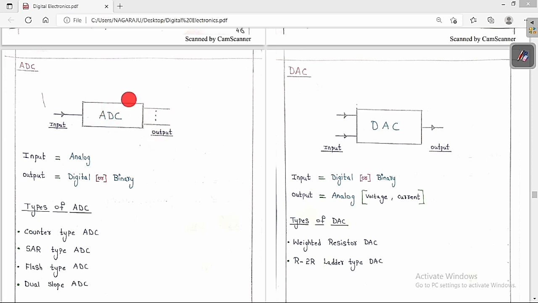So this is a simple diagram of an ADC. This is the input and this is the output. Input is basically analog in nature and output is in the digital format or binary format. Input is always analog in nature and the output is always in digital format or binary format. Now we will discuss the different types of ADCs.